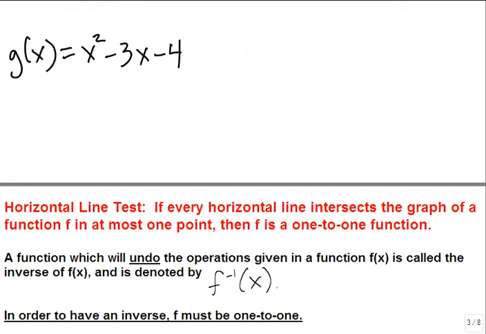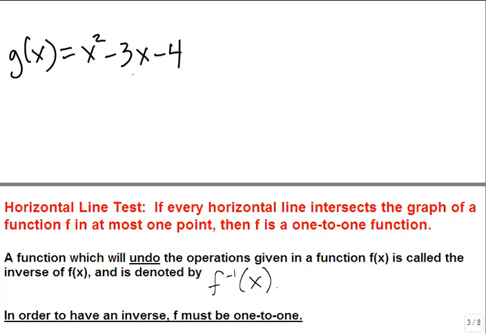Now this bottom example is a little bit trickier to do because we're not given ordered pairs, we're given a formula for this, g of x. So in order to determine whether or not it's one-to-one, we're going to have to be a little bit more careful. So what I might suggest here is considering a graph.